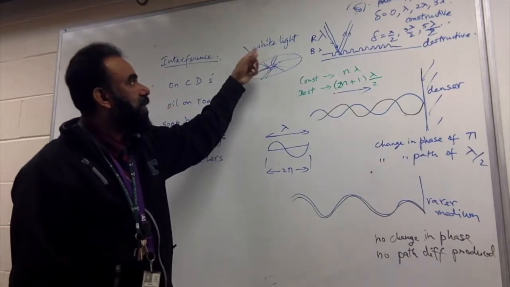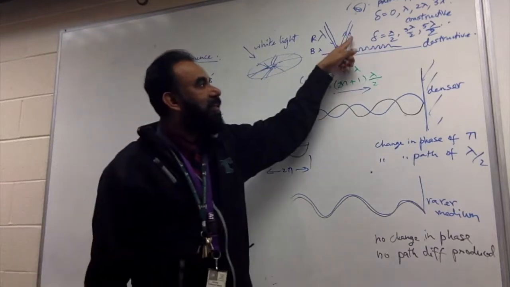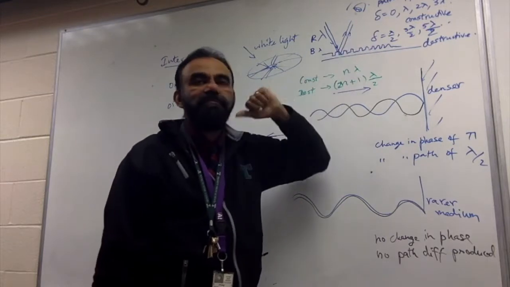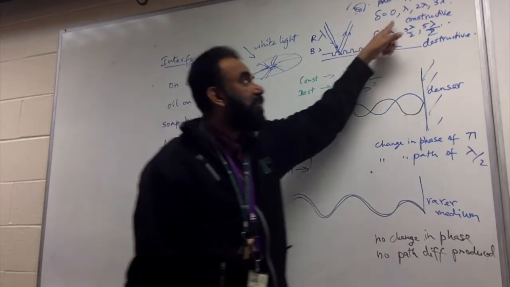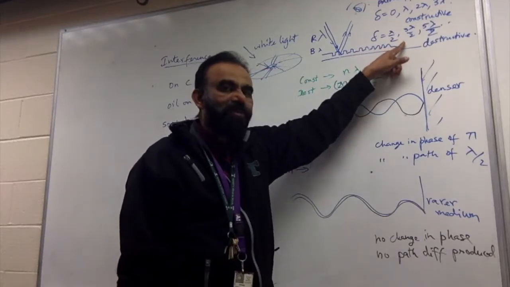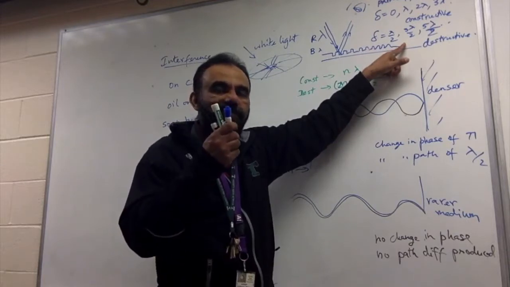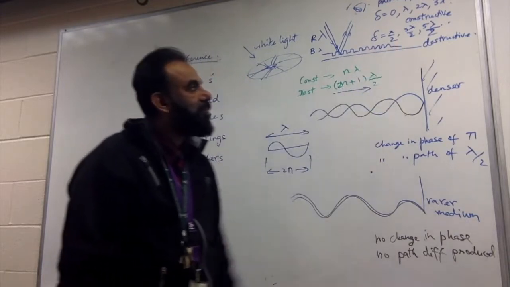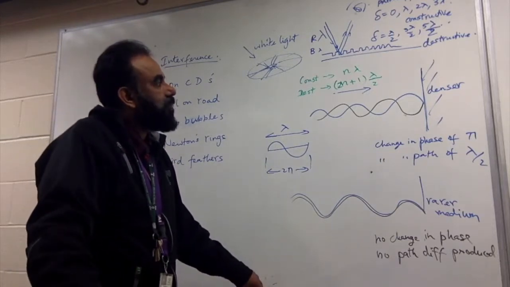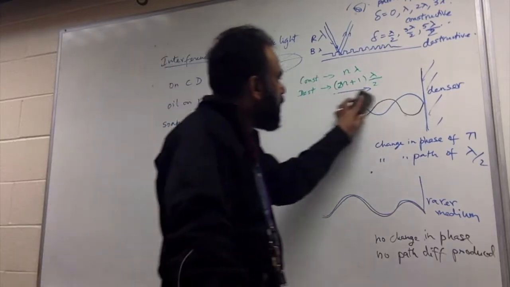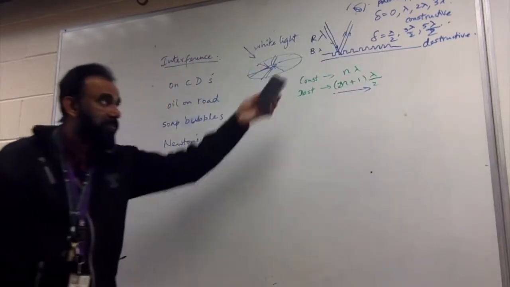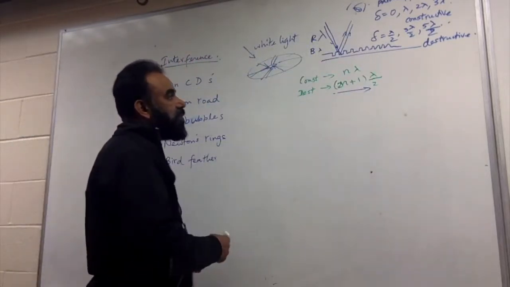So when you look at a light shining on a CD, if you're seeing a particular color in it, that's because it is constructive. It may be any of these conditions, but it's constructive. If you're missing a particular color, that's because those colors fell into the destructive interference area. Get it? So what are the conditions for interference?